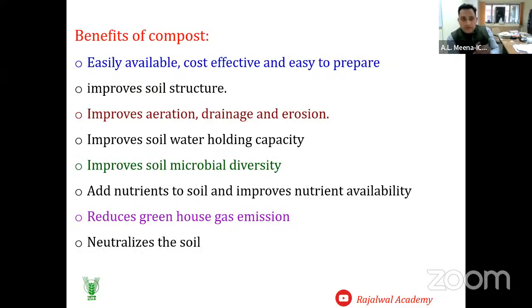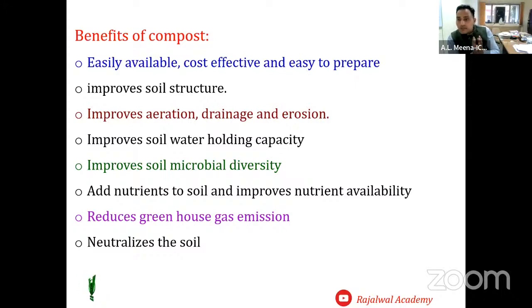Now, what are the benefits of compost? Compost is easily available, cost effective, and easy to prepare. It improves the soil structure. When you are using organic manures, they will not only improve your soil physical properties, but they will improve the nutrient availability as well as the biological diversity of your soil. They improve the aeration, drainage, and erosion resistance, and improve the soil water holding capacity.